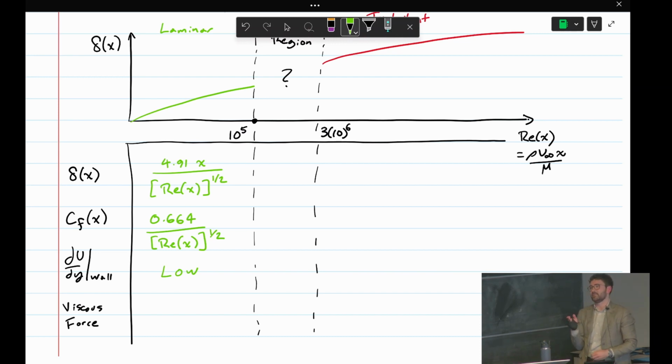Because there's lower velocity gradients, can someone help me? What do we expect the viscous forces to do at the wall? What do we expect for the wall viscous force? So low velocity gradients produce what? I'll give you a choice. It's either high or low. Yes, low. What makes you say higher?